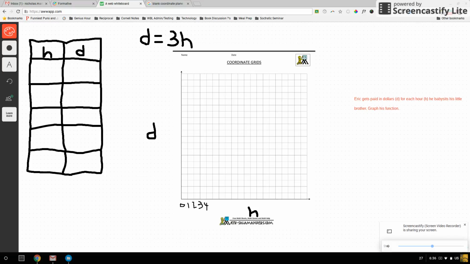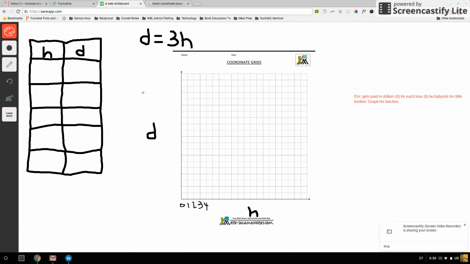All right, today we're going to be taking a look at graphing functions. So here's our real world situation. It says that Eric gets paid in dollars for each hour he babysits his little brother. Graph that function, right? So we see up here that he gets $3 for every hour that he watches his little brother. So hour is H, dollars that he's going to totally get is D.